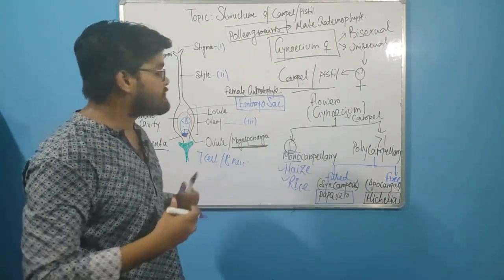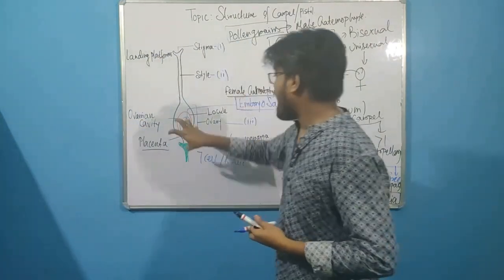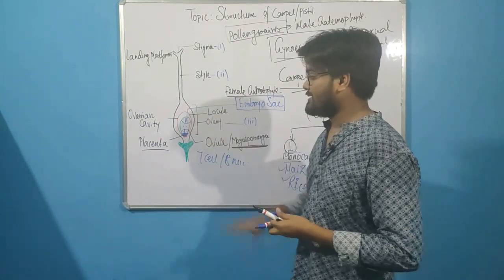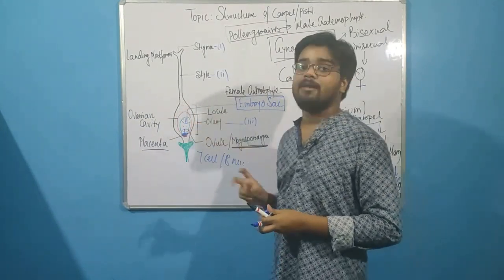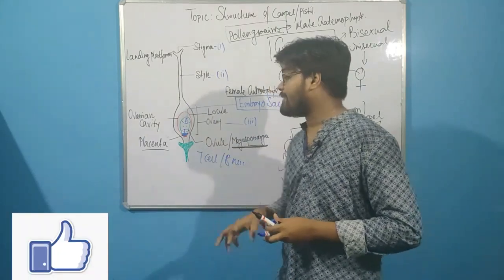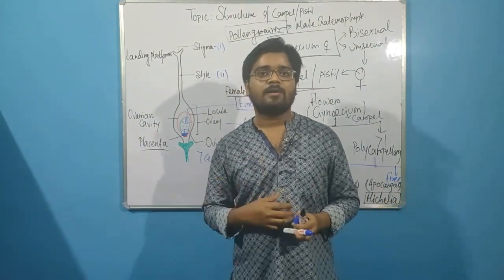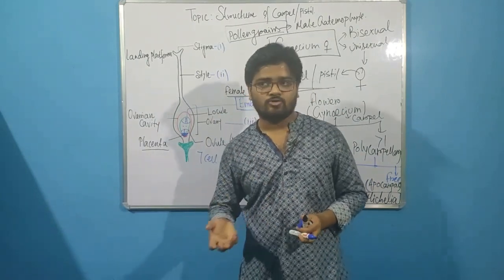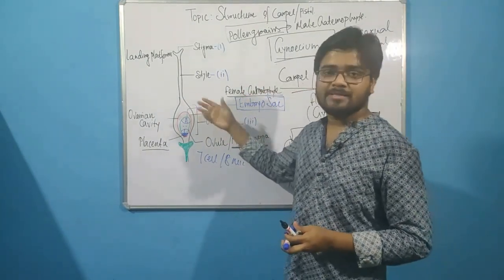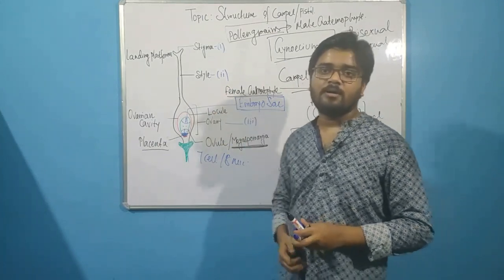In the next video we'll discuss the types of ovule. This one is actually called the anatropous ovule. In the same way, various other types of ovules are present. Commonly we can call them orthotropous, hemiorthotropous. Tomorrow we'll discuss the different types of ovule.